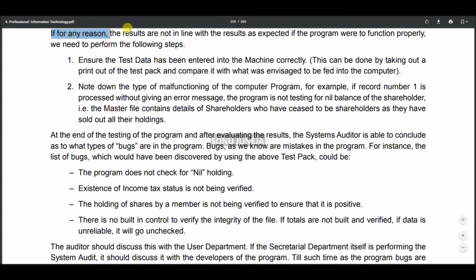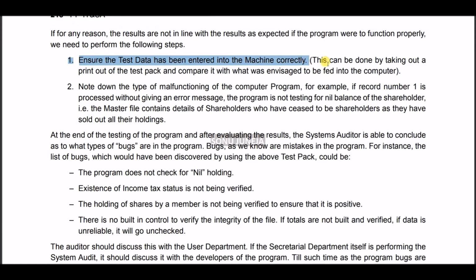Now if for any reason the results are not in line with the result expected if the program were to function properly, we need to perform the following steps. First, ensure the data test pack has been entered into the machine correctly. So the test on which you are going to run the test should at least be in alignment. Now this can be done by taking out a printout of the test pack and comparing it with what was intended to be fed into the computer.